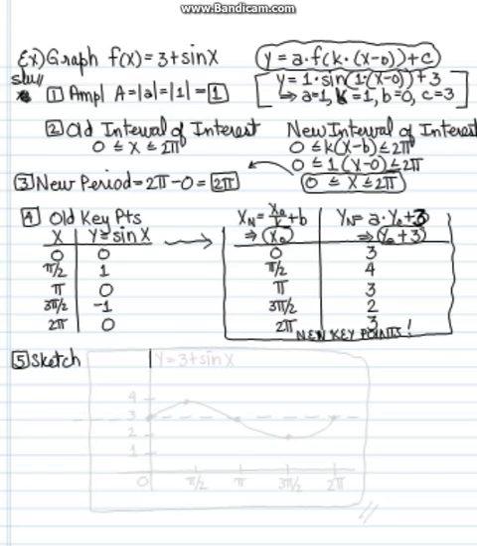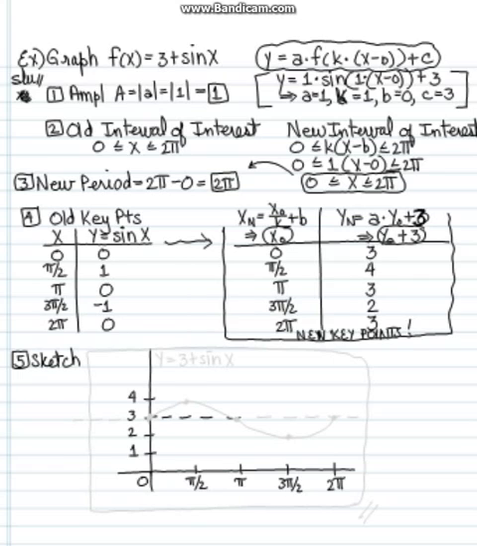We're only interested in the new interval of x values from 0 to 2 pi. So we're going to write our 0 to 2 pi. Okay, we're going to go up 1, 2, 3, 4. Why are we going up 4 units? That's the maximum y value listed in the y coordinates for the new key points.